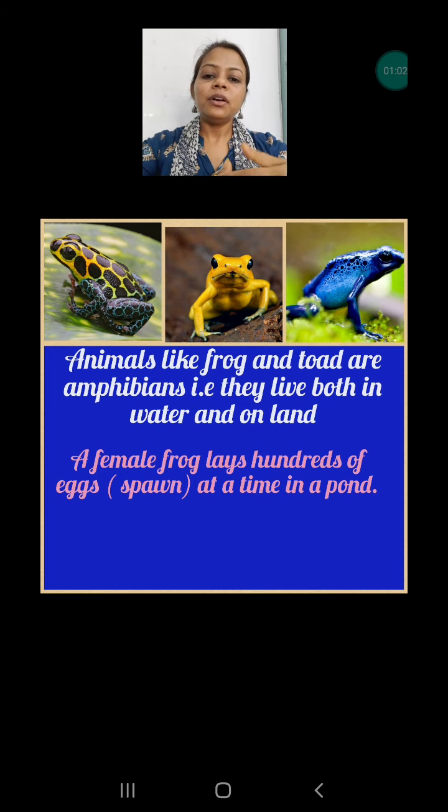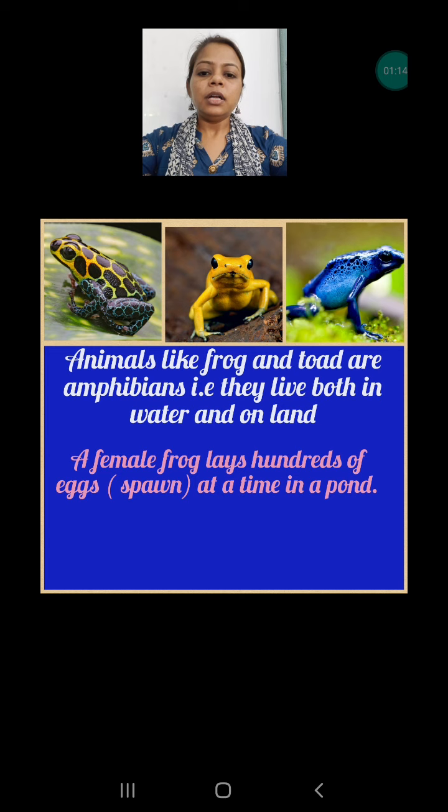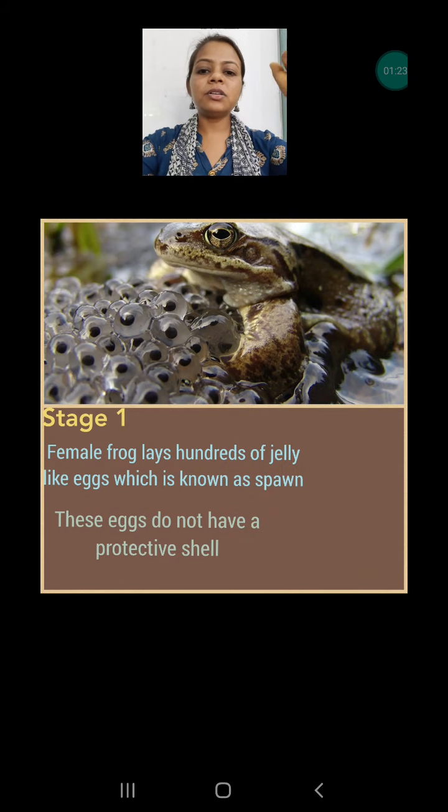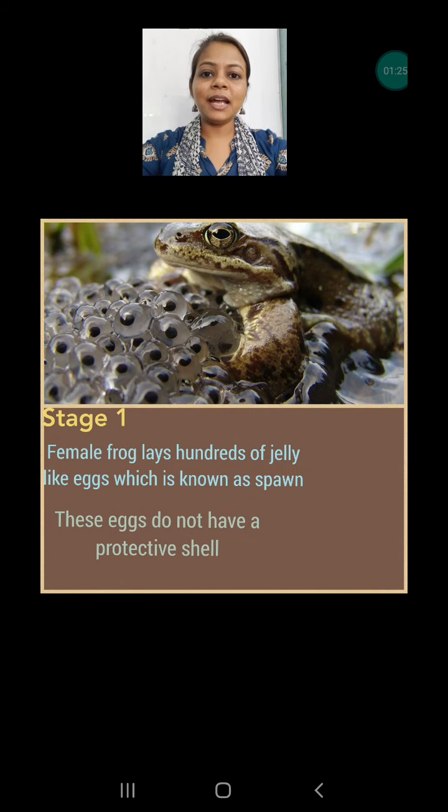There are various types of frogs, as you can see, and they look beautiful also. Different colors are present, depending upon the species of the frog. So how does reproduction happen in the frog? Obviously, a female frog lays eggs. The process starts with stage 1, that is laying eggs.